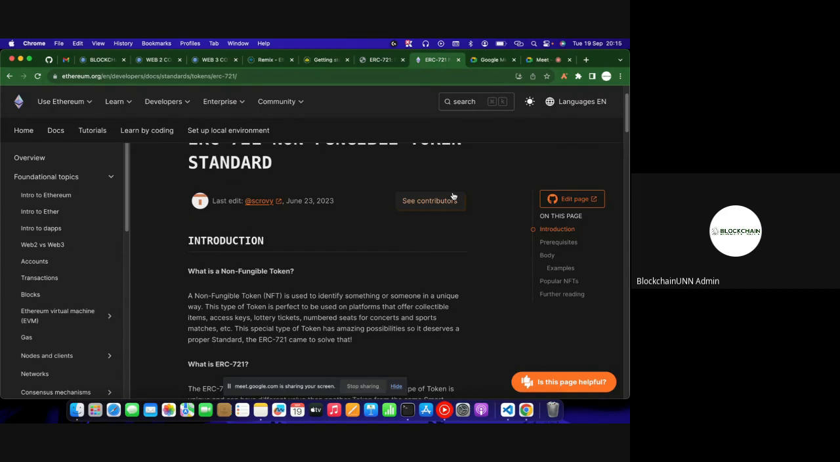Now, that brings us to non-fungible tokens. A non-fungible token is basically the opposite of a fungible token. It's used to identify things that we consider unique. Think of things like houses, think of things like properties, think of things like digital art.